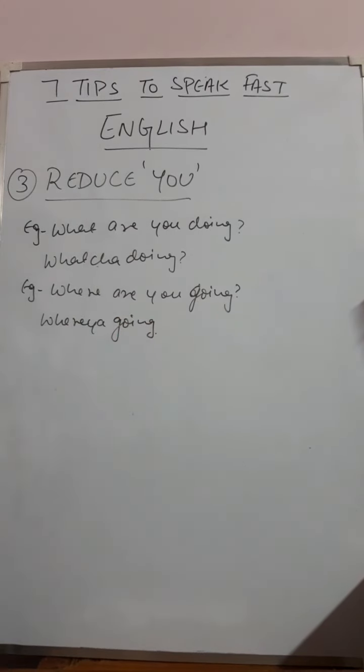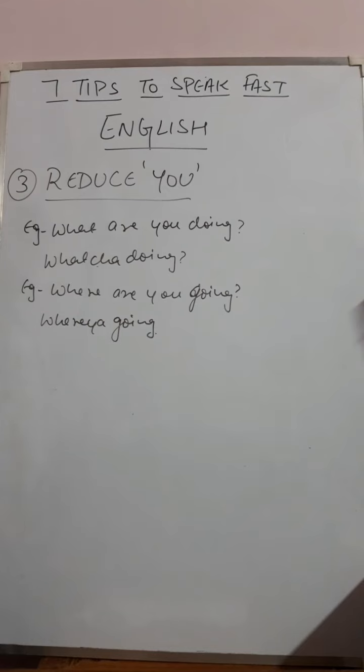Okay. Instead of saying "where are you going," I can say "where you're going." Both these sentences have a difference, and obviously speaking both shows it. The second one sounds faster and the first one sounds simpler. So this was the third tip with which you can speak English faster.